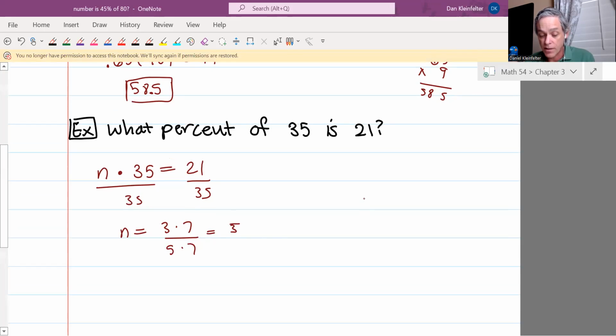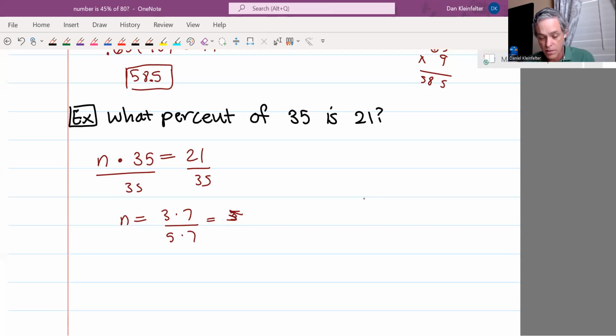That's 3/5, which is the same as 6/10. And that's 0.6 as a decimal. So 60%. 21 is 60% of 35.